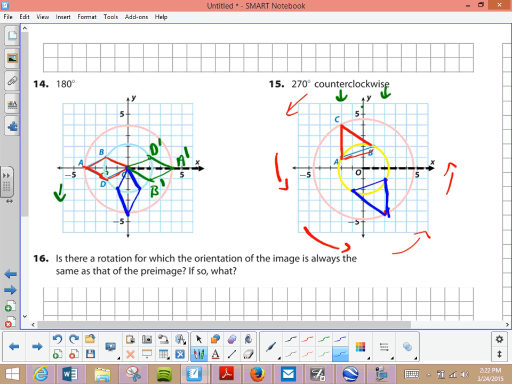So from here to here is 90. From here to here is 180. And then from here to here is 270. That's where we were.